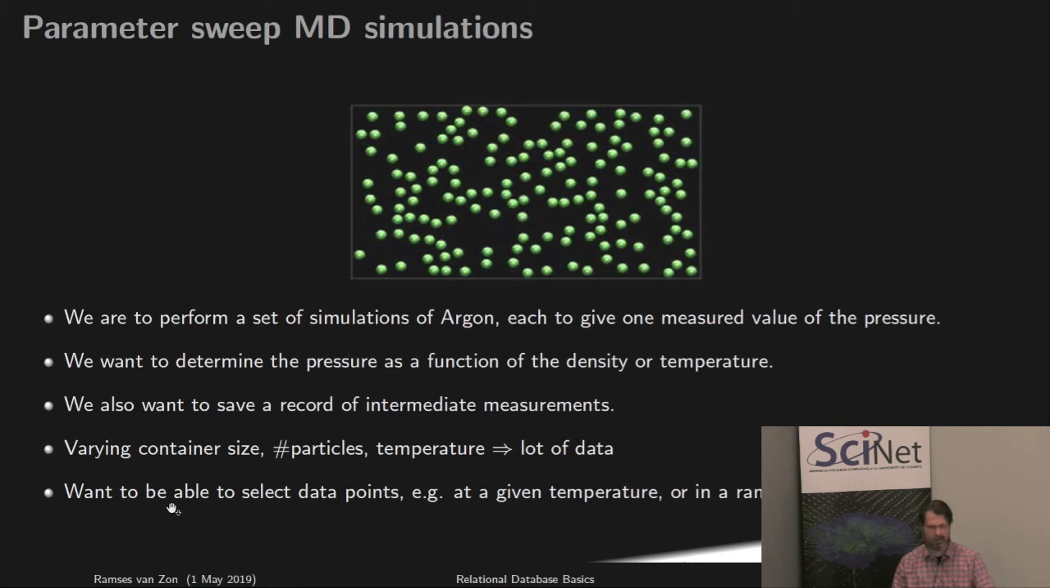And then once we have all that data, we want to be able to select specific points. So we have a temperature grid. Maybe we want to look at a specific temperature and just plot those pressures as a function of density. Or maybe we want to look at a range of particles. So maybe we want to see when the pressure becomes negative, which I think means that the thing is freezing.